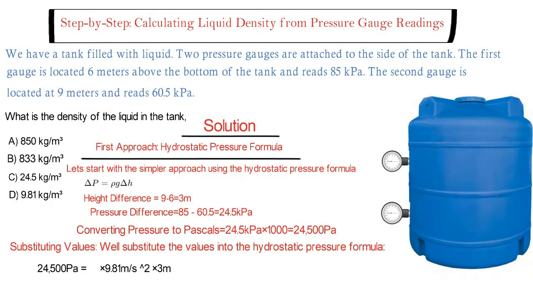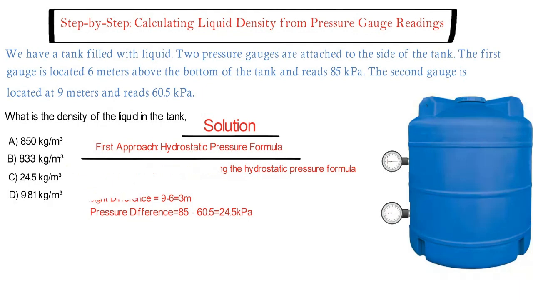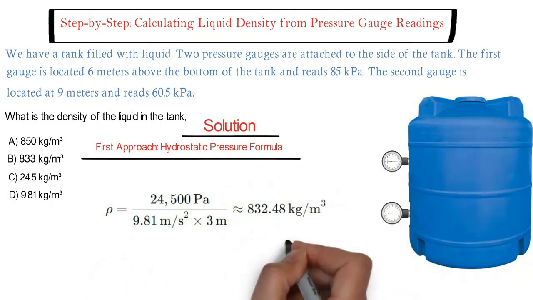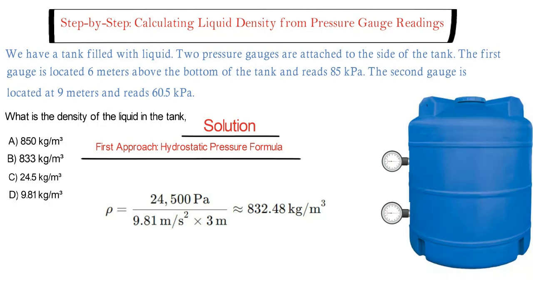So rho, which is the density of the liquid, equals 24,500 pascal divided by 9.81 multiplied by 3, which is approximately equal to 832.48 kilogram per meter cubed. So the right answer is approximately 833 kilogram per meter cubed, which is answer B.